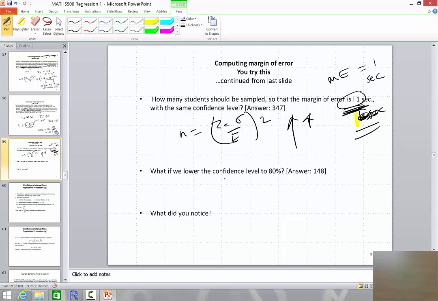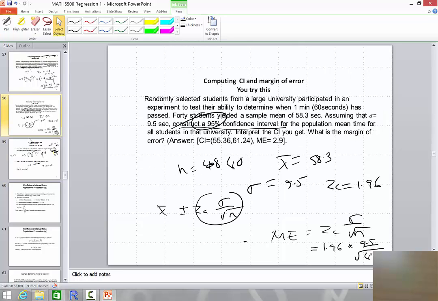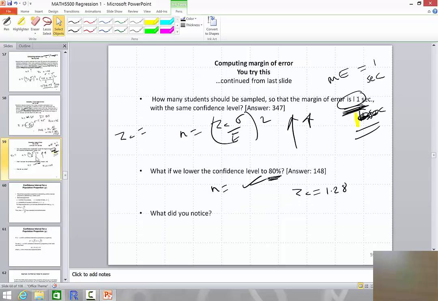What if we lower the confidence level to 80%? Do the same thing. n is equal to the same formula you apply, but in this case 80%. So z critical is 1.28. Here you have to use z critical for the corresponding percentage. For 95% it was 1.96, but here, same formula, same thing, use this z critical.